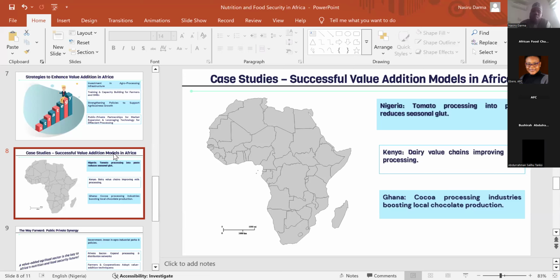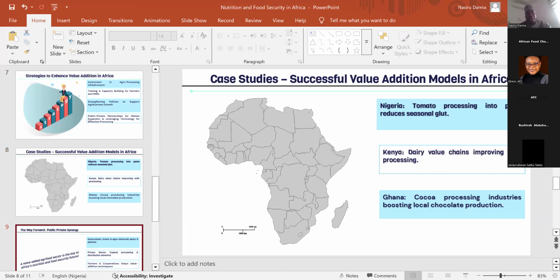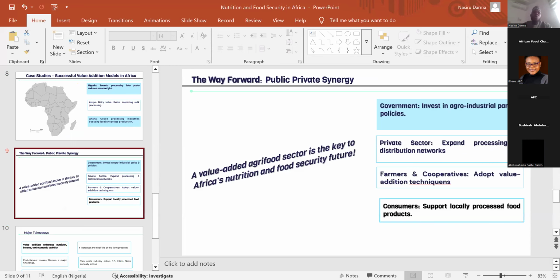So it's very, very important that we do similar things in Africa, especially since on this platform we have a lot of entrepreneurs that can venture into that. Now, another example is the cocoa processing industry boosting local chocolate production in Ghana, right? So it's an avenue that we can use to invest more in the African continent, and also by adding value. So what is the way forward?